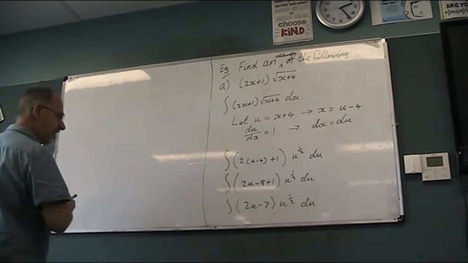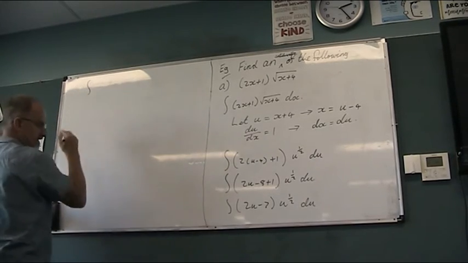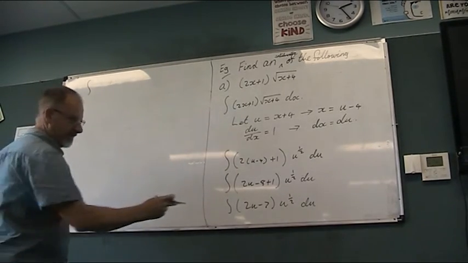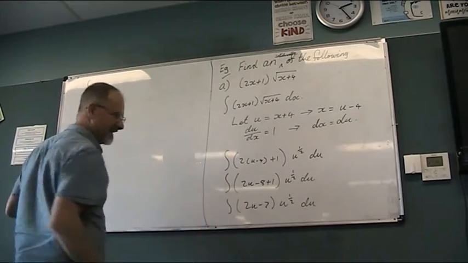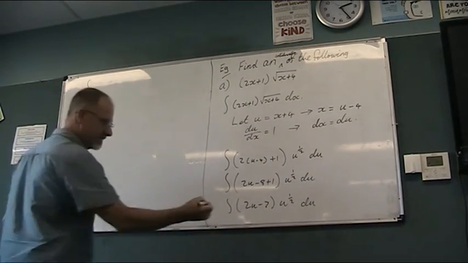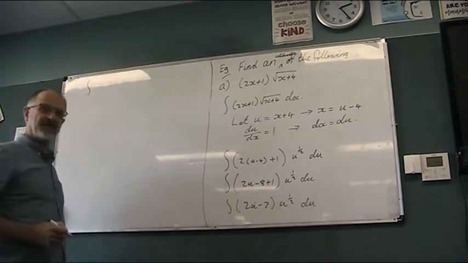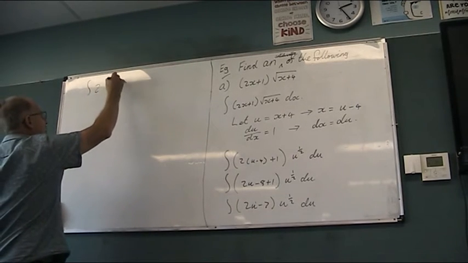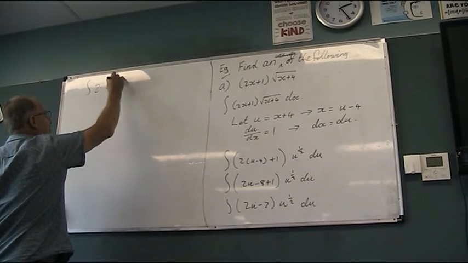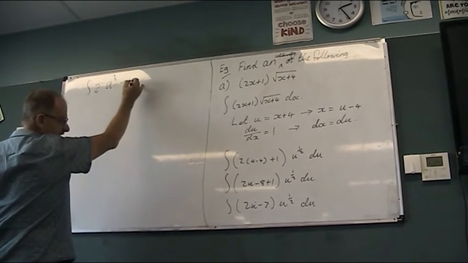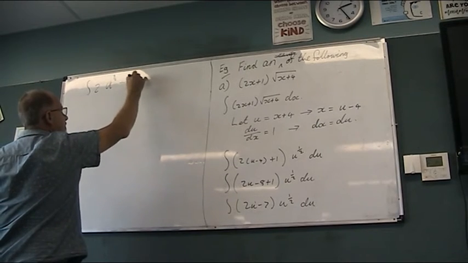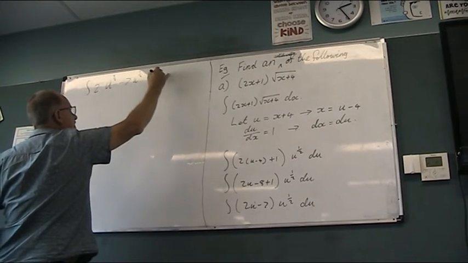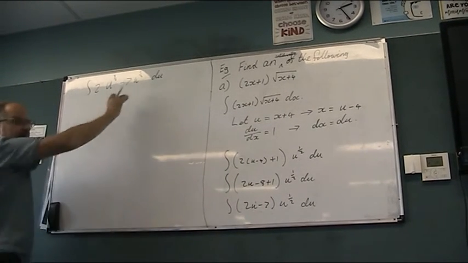Expand that bracket out. u times u to the half. What do we do with our powers? Add them. So that's 3 over 2. Yep, 1.5. Minus 7 u to the half, du. What have we now got here?